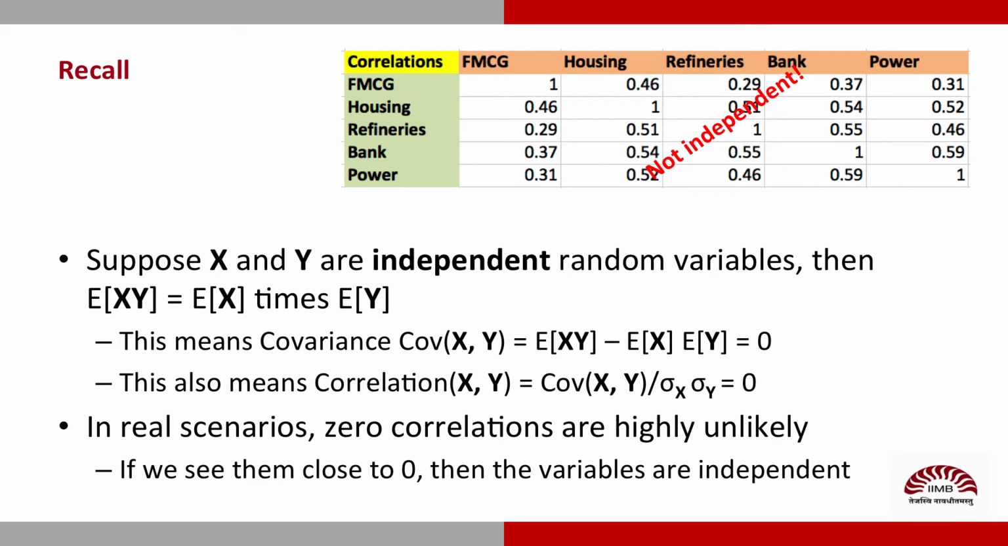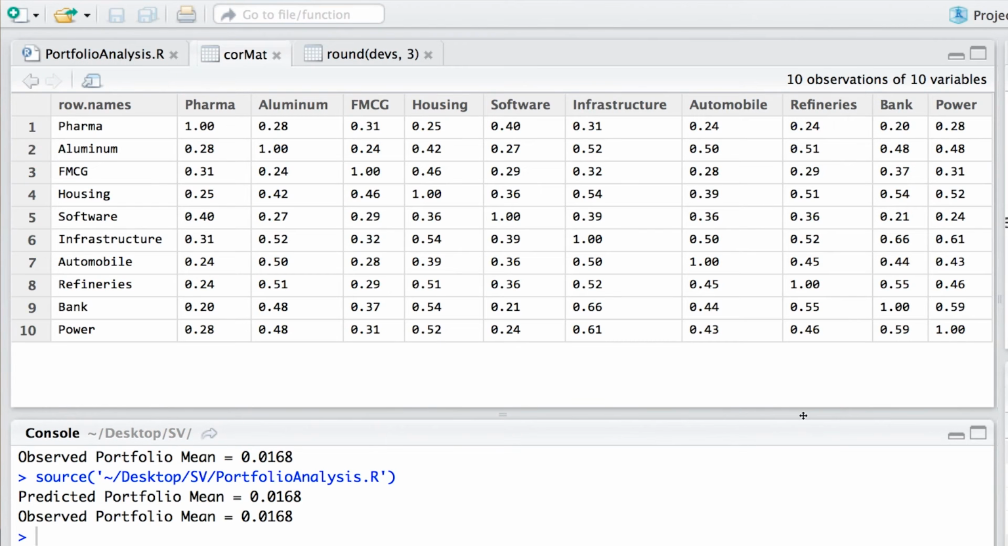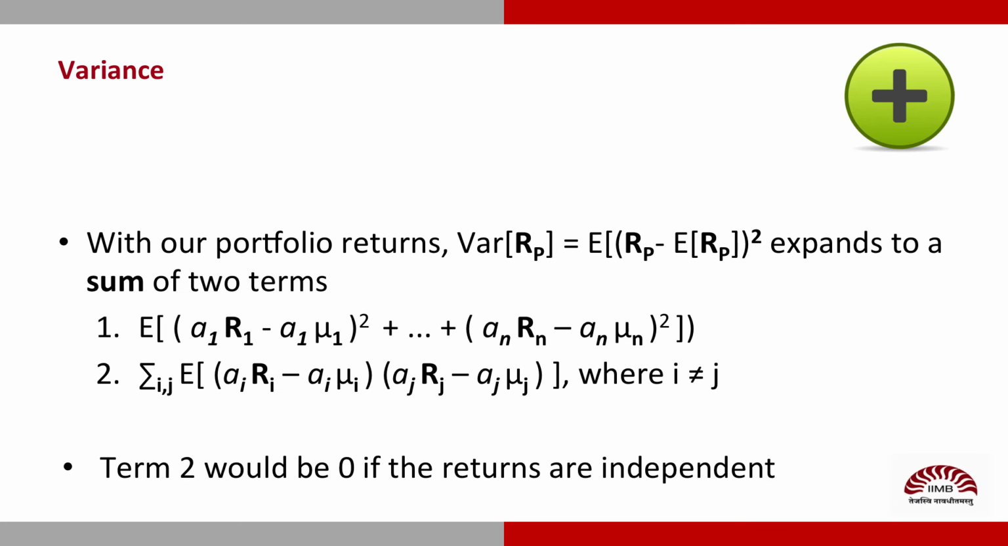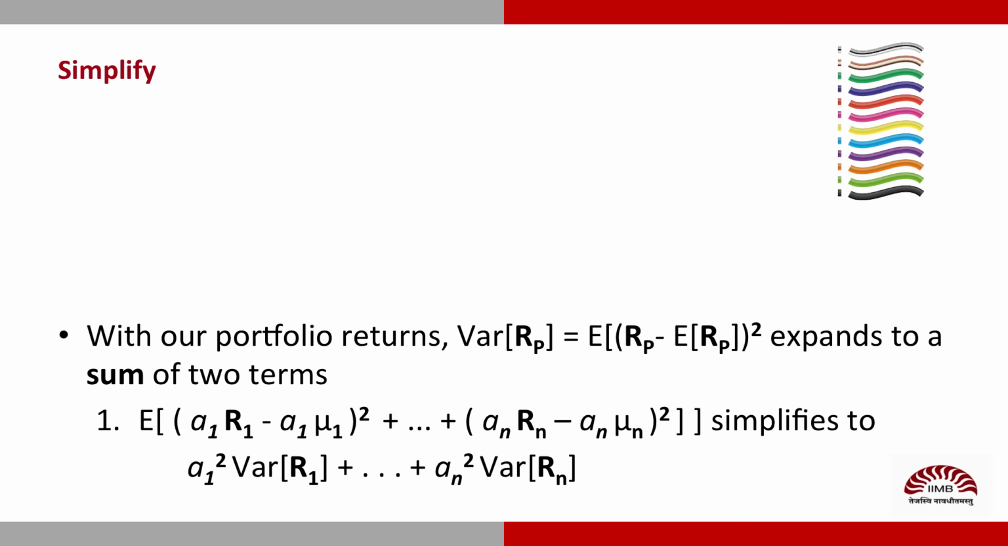Realistically, we cannot expect two stock returns to be independent. Just check out these correlations here. By definition, the variance of Rp is the expected value of the squared deviations from the mean. Here's the equation. This expands to a sum of two terms. The first term simplifies to A1 squared times variance R1 plus so on plus An squared variance of Rn. That's just like when the returns are independent.